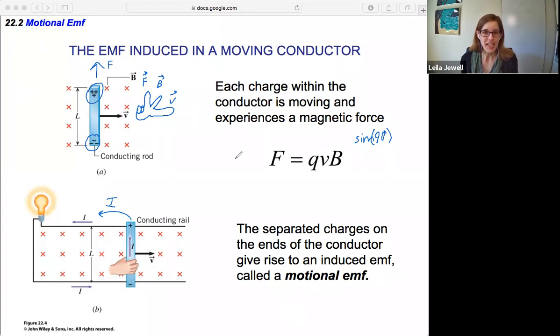And the key there is it's a motional, not emotional, EMF. Emotions can be addressed another time. Here we're just focused on things moving.